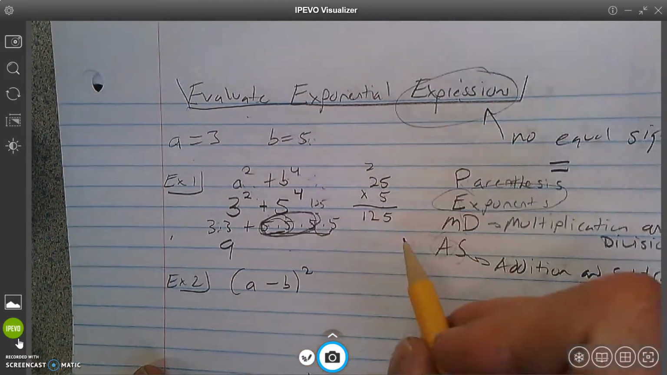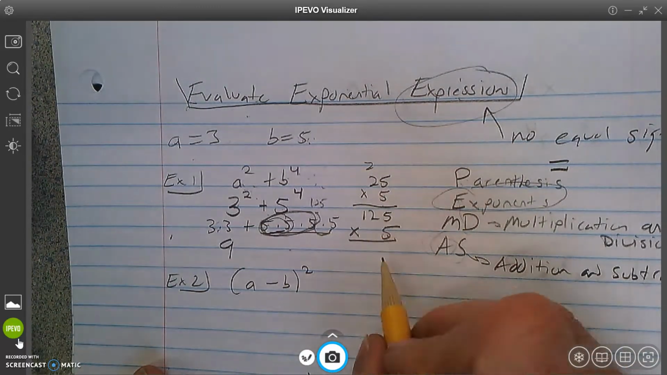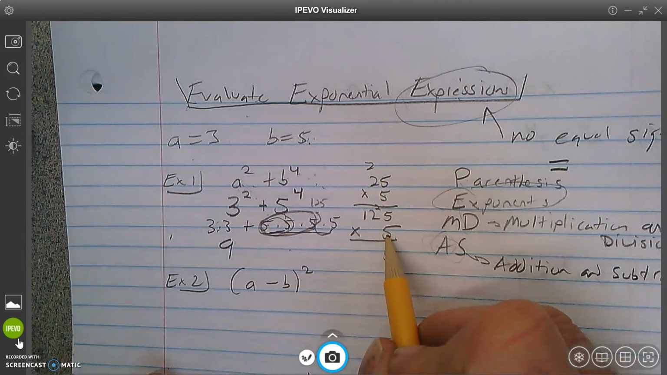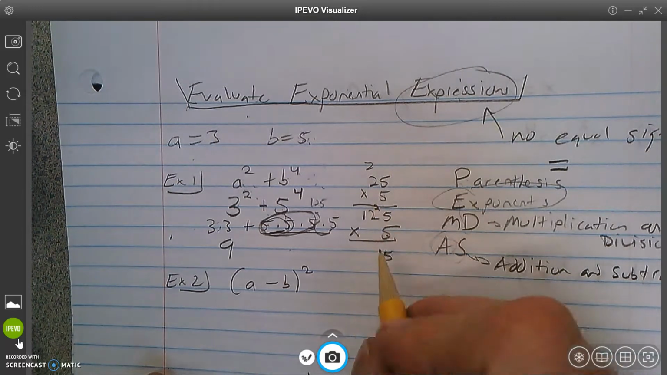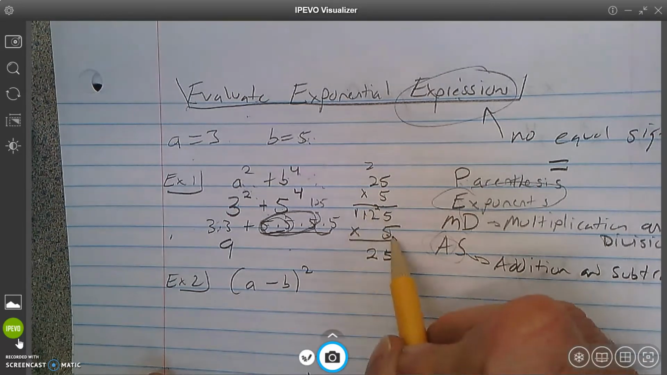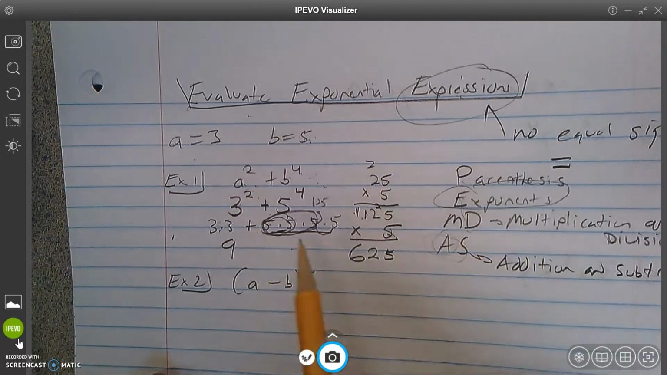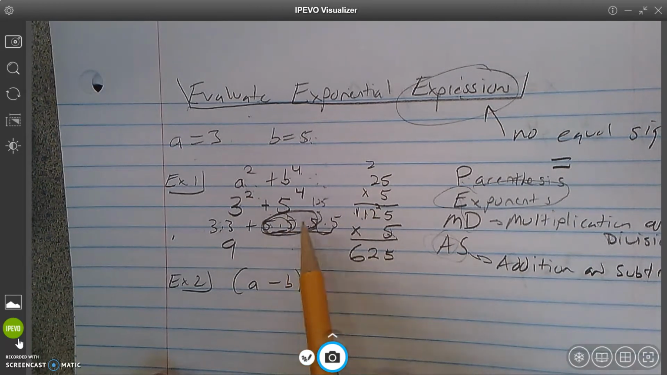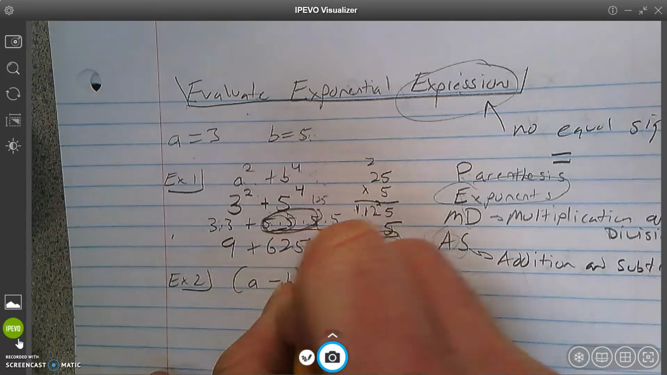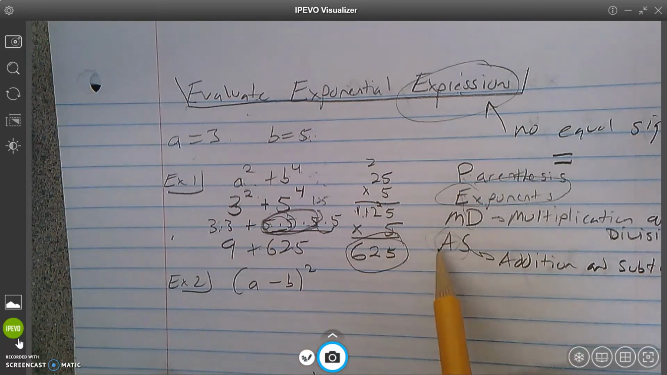Now I've got to multiply that by another 5. 5 times 5, 25. Bump the 2. 5 times 2 is 10, plus 2 is 12. Bump the 1. 5 times 1 is 5, plus 1 is 6. 625. So 5 to the 4th power, 5 times 5 times 5 times 5, is 625. So I'm going to add that. I did my exponents, so now I'm going to add.